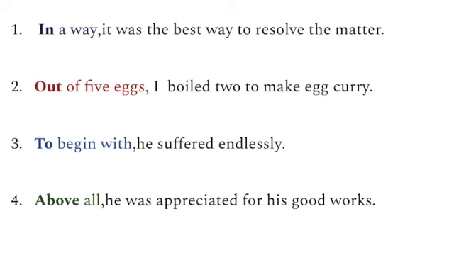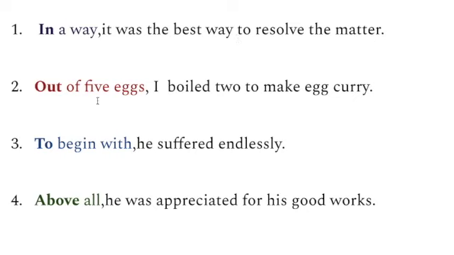And one thing you have to remember: the moment you put an end to this prepositional phrase, you have to separate it with a comma. Okay, so you can see the sentence started with a prepositional phrase, "in a way": a preposition followed by an object. What is the object of this preposition? "In" is the preposition, and the object of this preposition is "way". So that's how you say "in a way" is a prepositional phrase. You separate it with a comma, and it was the best way to resolve the matter.